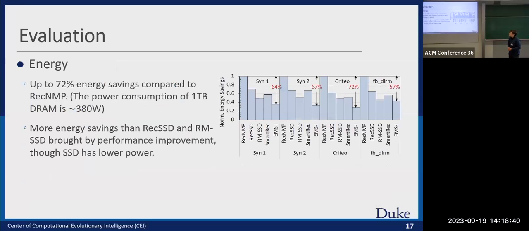And we also see a 72% energy saving compared to the near memory solution, because the power consumption of the memory is much higher than the SSD. And we also see energy savings compared with the near storage solution, because we show about 10 times performance improvement, although the SSD shows lower power. So we reduce the overall latency, and we also reduce the overall energy consumption.